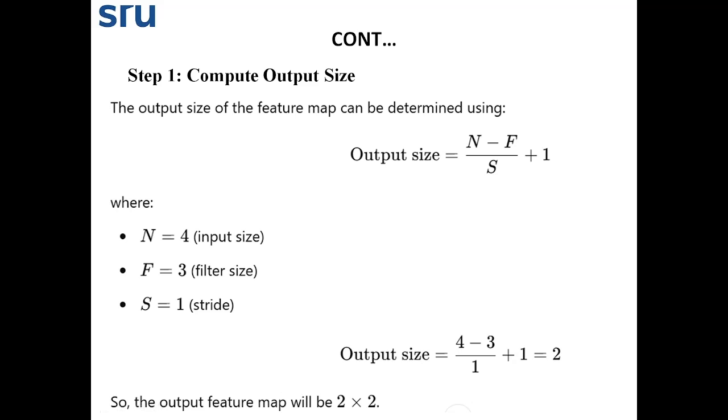Compute the output size. The output size of the feature map can be determined using output size is equal to n minus f by s plus 1. N is equal to 4 input size, f is equal to 3 filter size, s is equal to 1 stride. Output size will be equal to 4 minus 3 by 1 plus 1, that is equal to 2. So the output feature map will be 2 cross 2.